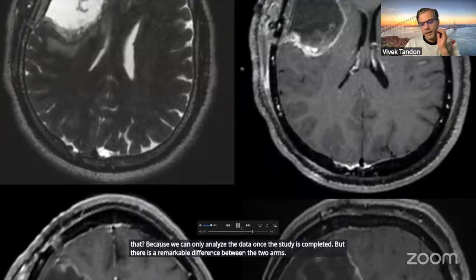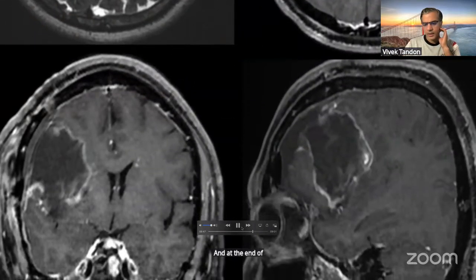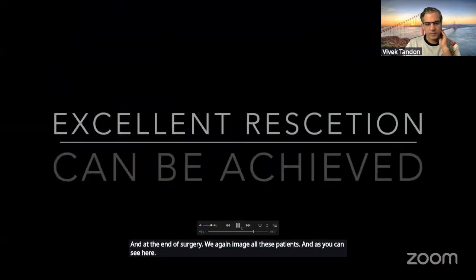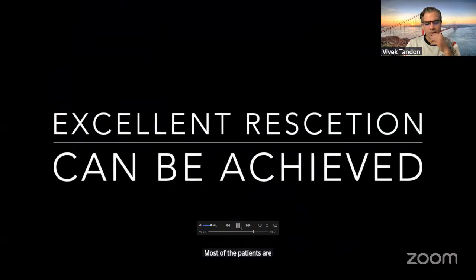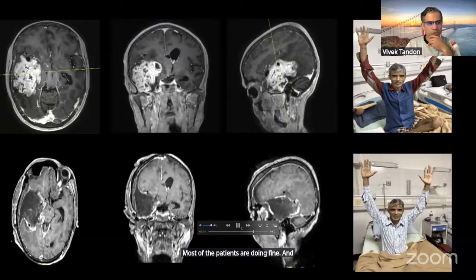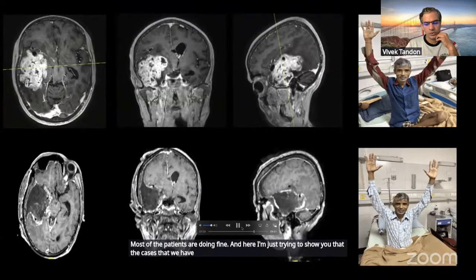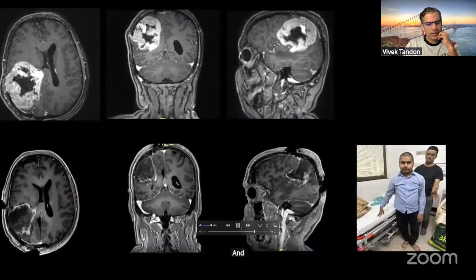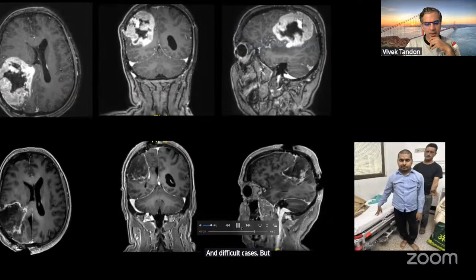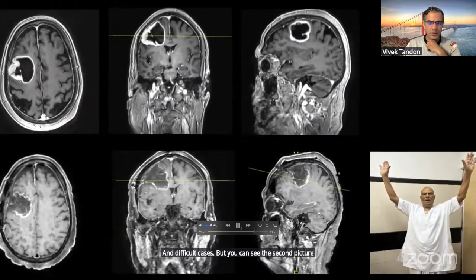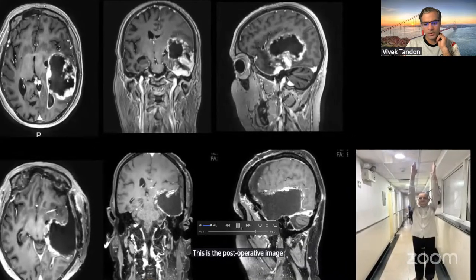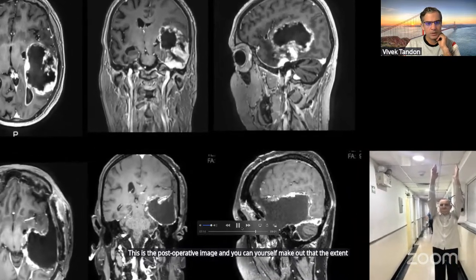And at the end of surgery, we again image all these patients. And as you can see here, most of the patients are doing fine. And here I'm just trying to show you that the cases that we have operated in our setting are usually big cases and difficult cases. But you can see the second picture, in the second line. This is the post-operative image, and you can yourself make out that the extent of resection is really good.